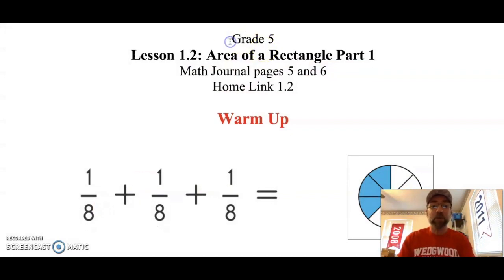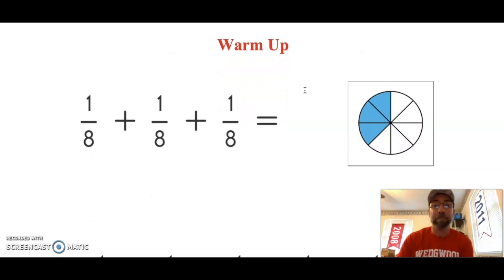Today we are going to be doing grade 5, lesson 1.2, area of a rectangle, part 1. For this activity, you will need Math Journal, pages 5 and 6, as we will take care of them within this video. Your independent work after the video is going to be Homelink 1.2. Remember that you can pause this video at any time to get caught up or to work ahead and then check your answers. So let's get started with our warm-up for today.